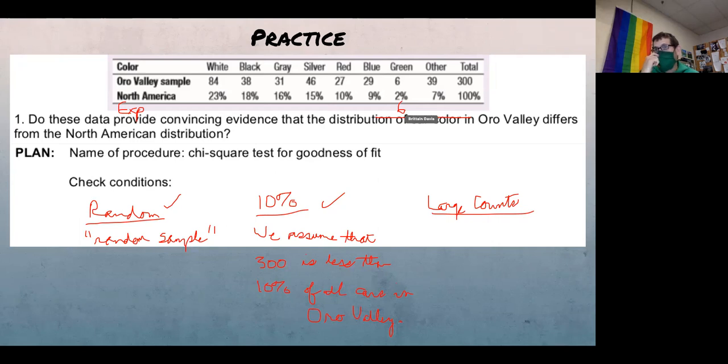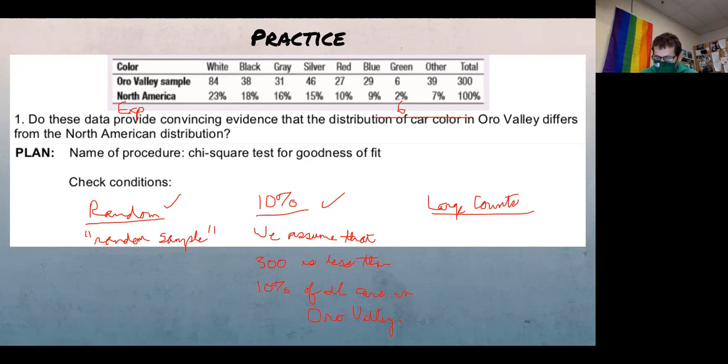6. There it is. So we don't need to show all of them. Now we will need to calculate all of them, so you could do that now. But you really only need to show that your smallest expected count is at least 5.